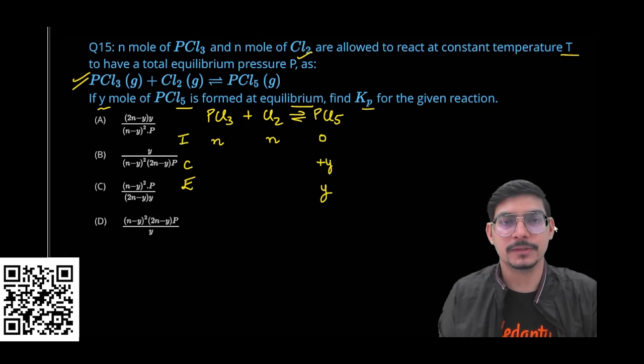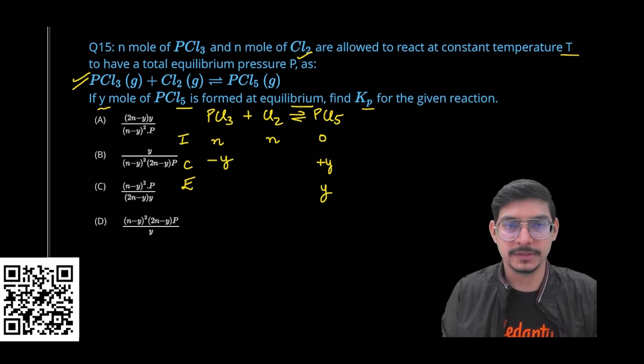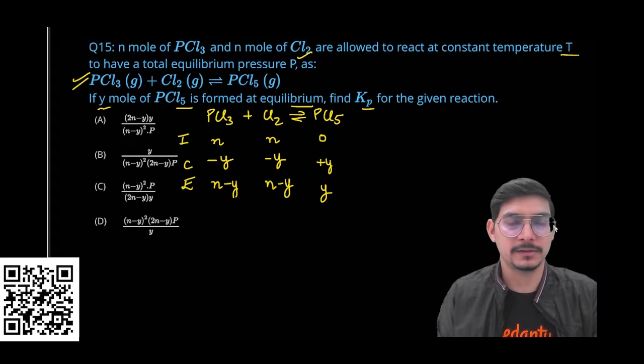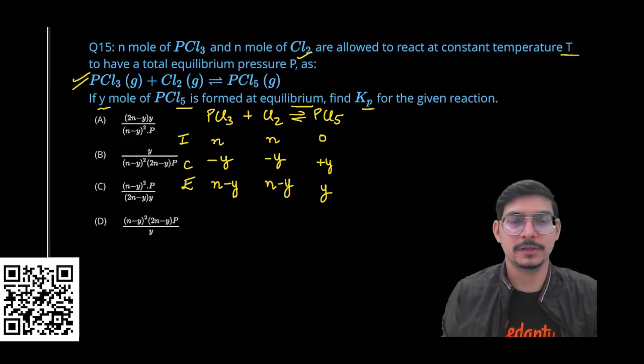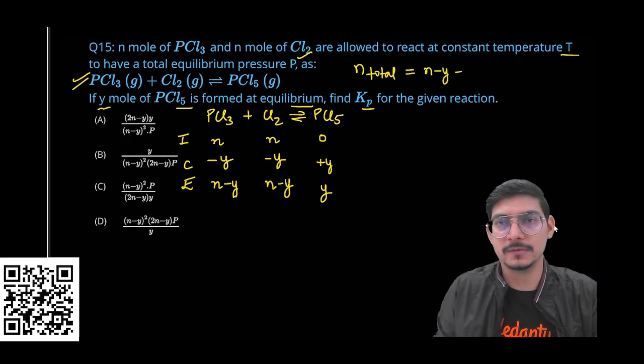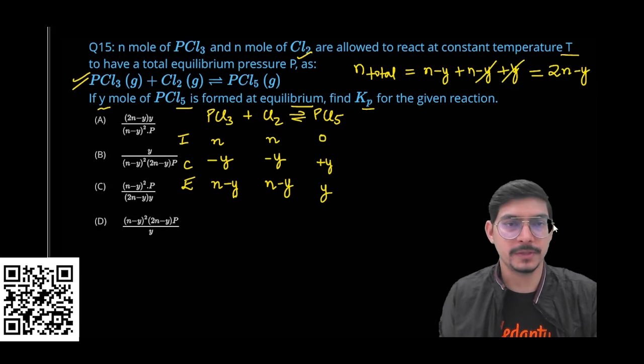Now, as per the stoichiometry of the reaction, if y moles of PCl5 is formed, then y moles of each of PCl3 and Cl2 must be consumed, which means that the amount of PCl3 and Cl2 each at equilibrium must be n minus y. So the equilibrium moles of the reactants and products are n minus y, n minus y, and y. So we can see that the total number of moles of all the species here is n minus y plus n minus y plus y, right? So plus y and minus y is cancelled. So this is equal to n plus n, 2n and minus y. So the total number of moles is 2n minus y.